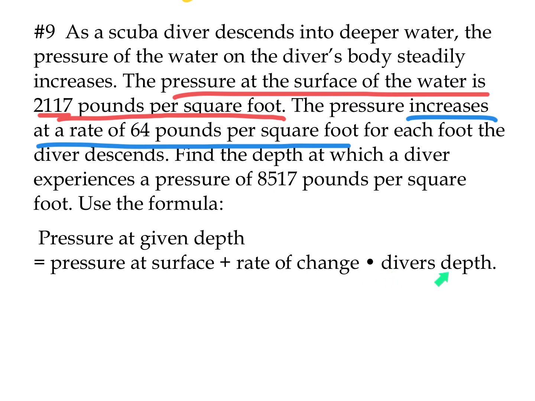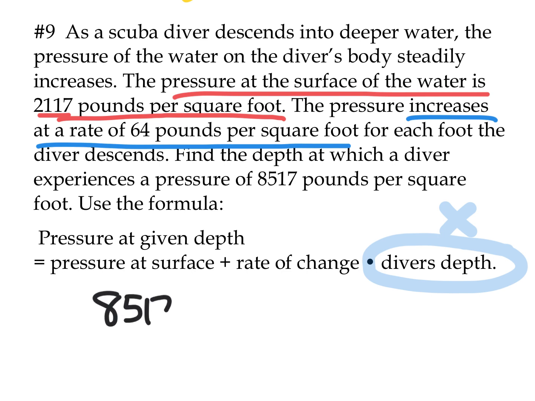We're trying to find the depth. The divers, not drivers, don't drive deep into the ocean. The diver's depth, that's what we're trying to find. I'm going to call that our x. So now when I write the equation, I'm going to have the pressure at the given depth. So the pressure is 8,517 equals the pressure at the surface, which we found is 2,117, plus the rate of change. The rate of change is 64 pounds per square foot for each x, each foot the diver descends.